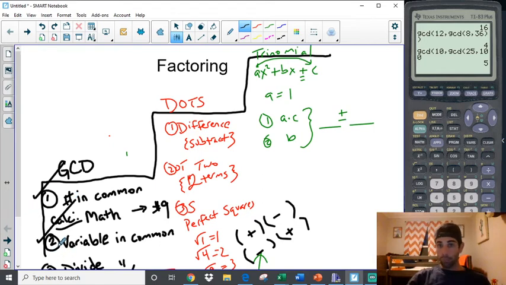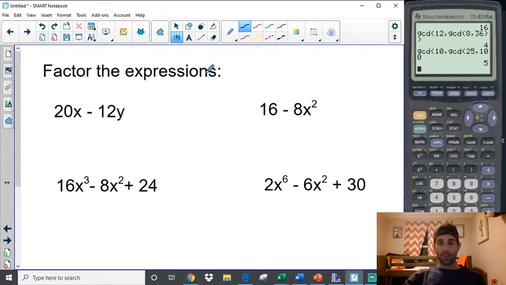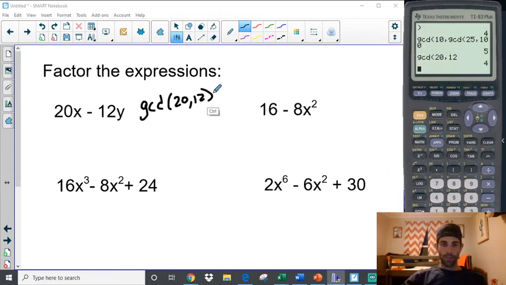Now let's look at an actual problem where you'd have to use that. Here is what the directions would look like: factor the expression. They're not going to tell you to do GCD a lot of the time. You have to know, and that's why you follow the steps. So if it says factor the expression, I start at step 1, part 1. It says find the number in common. So what's the GCD between 20 and 12? Ignore negatives. Never put a negative into your calculator. Math, right, 9, 20, comma, 12. It's telling me the GCD is 4.